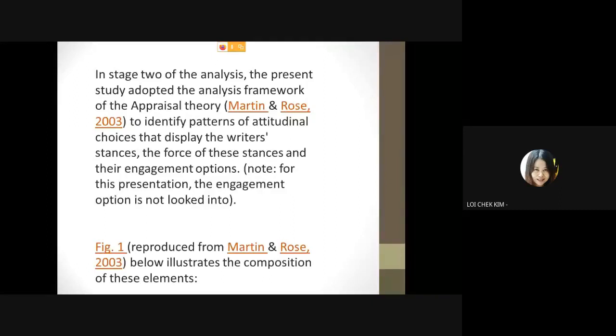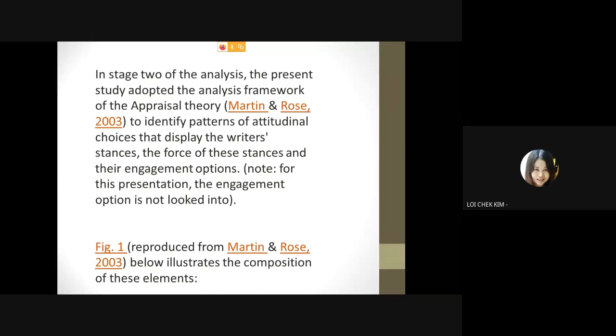The next page will show figure one, which has been reproduced from Martin and Rose 2003. It shows the composition of these elements. The appraisal theory, according to Martin and Rose 2003, consists of three elements, namely engagement, attitude, and graduation. These three elements have their own categories or divisions as shown here.